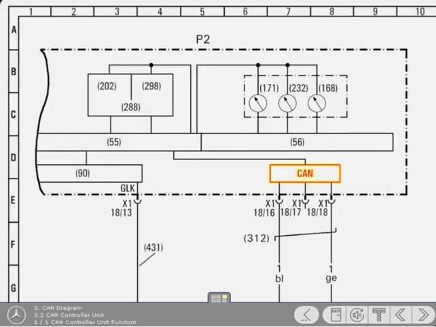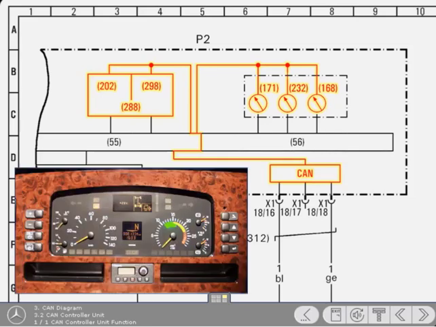This component is a CAN controller unit located within the instrument cluster. Its basic function is to process the high-speed digital signals received along the CAN cables and convert them into analog signals for use by conventional components. The controller distributes the analog signals to the relevant components of the instrument cluster, including the gauges. Although this particular controller is in the instrument cluster, you will find controllers in all control modules that are connected to the CAN network.